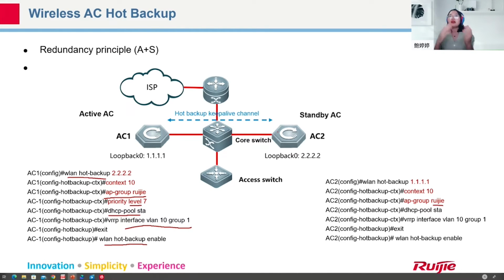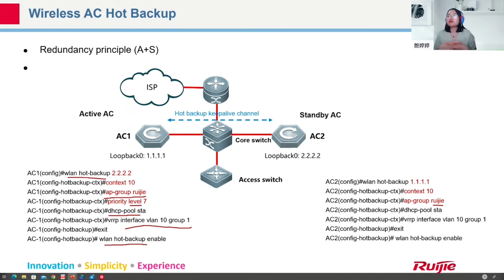The function is, if the active AC is broken, the standby AC can become the new active AC immediately. And I also have all the information from the original active AC, so I can provide the service immediately for the AP. So this is the function of the keep-alive channel.